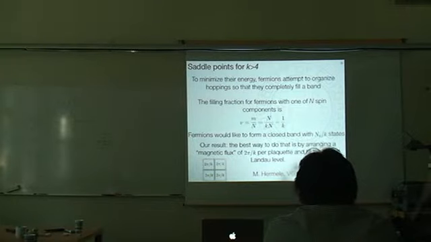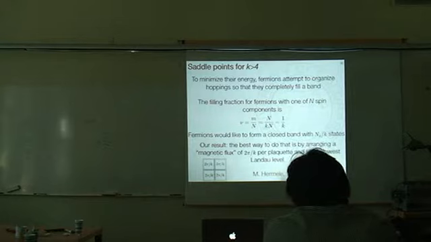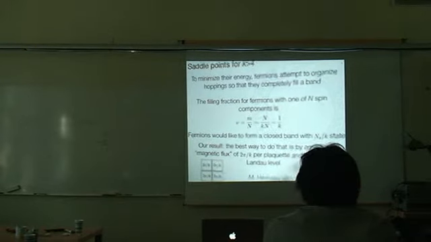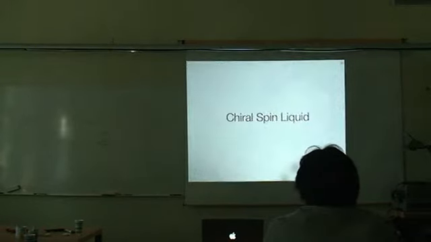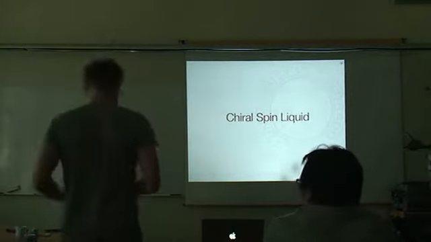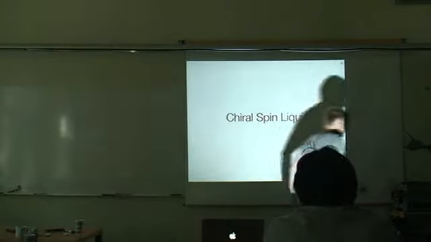In particular, if you look in the book of Eduardo Fradkin, he has a whole chapter talking about what would have happened if we had 2 pi over k flux per plaquette, this kind of formalism, although he didn't know how to get there, how to get this flux. And so now we basically can open his book and learn about a state called chiral spin liquid. So it turns out that this state is a chiral spin liquid.